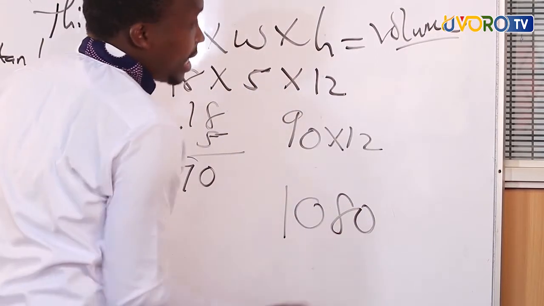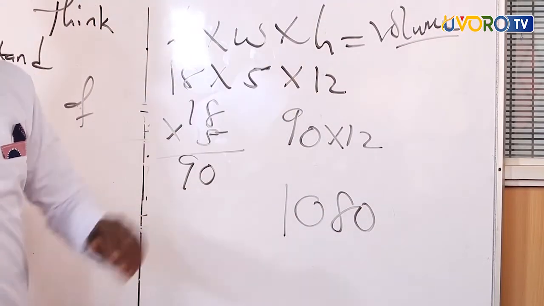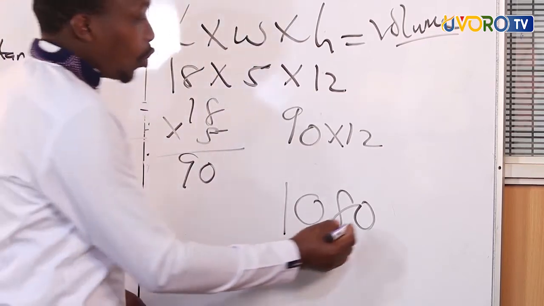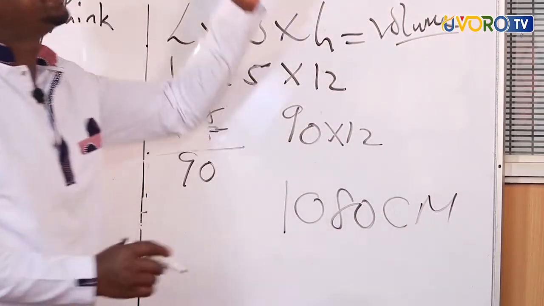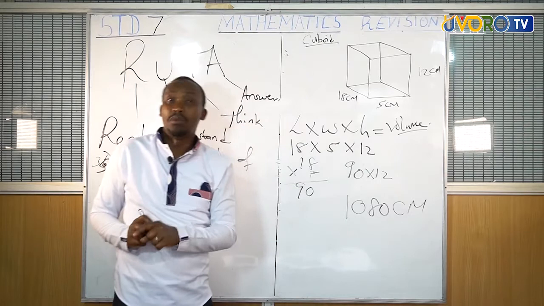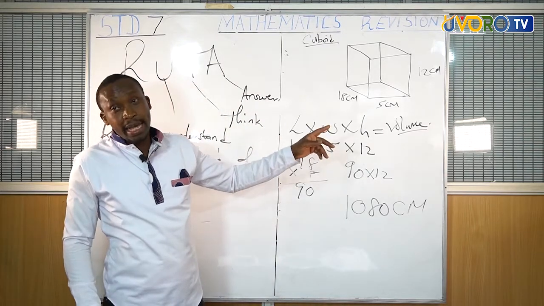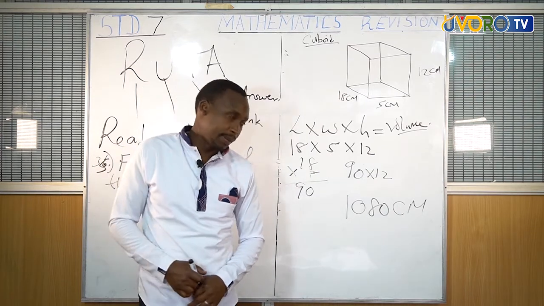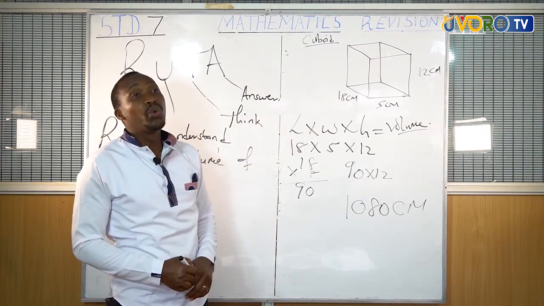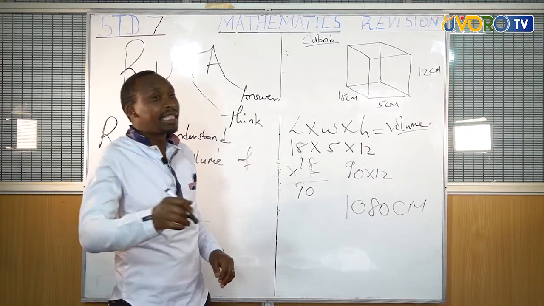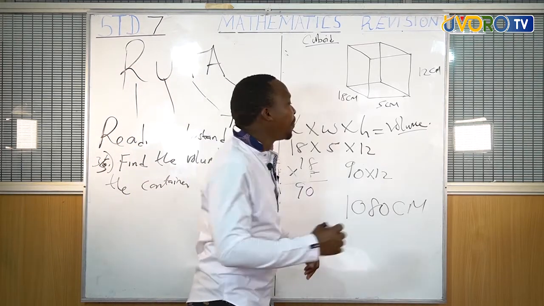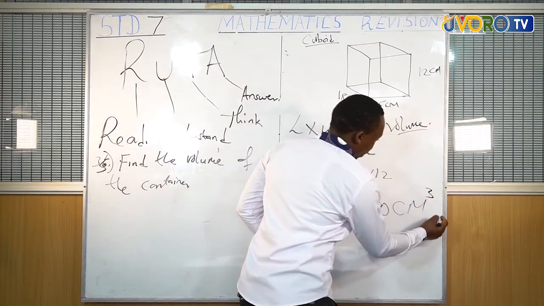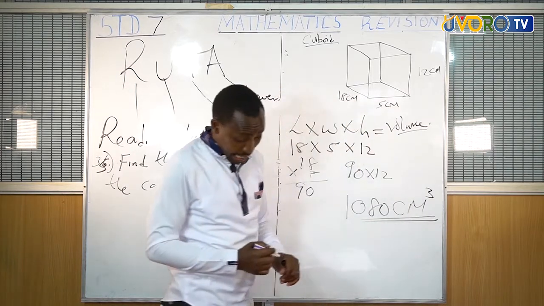1080. Now, it is in centimeters. The units are in centimeters, so you write your centimeters there. This is a volume. So what do we put there? If you leave it that way, you have already failed. So what do we put there? On top of cm, we put 3. Very good. Now, that qualifies to be a volume.